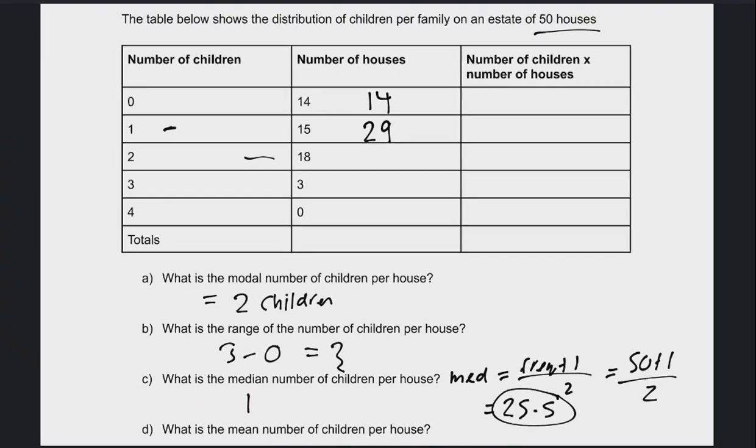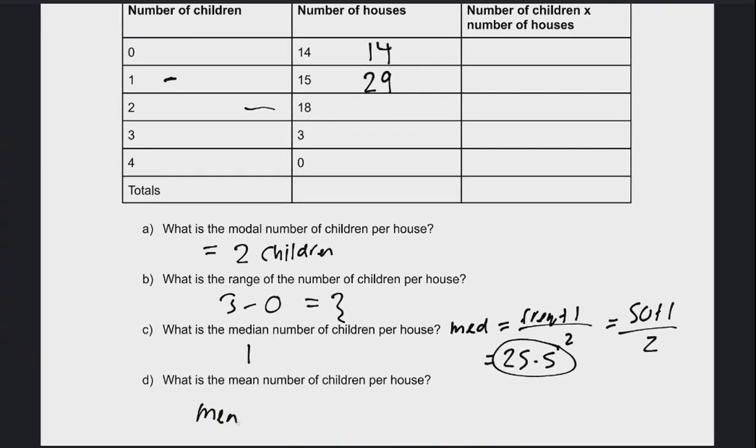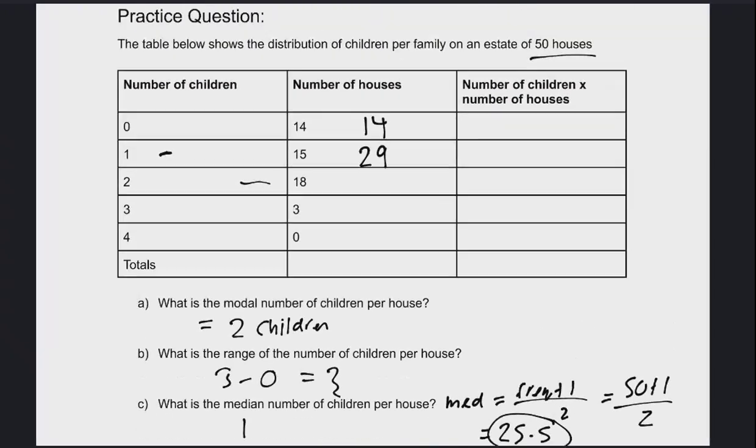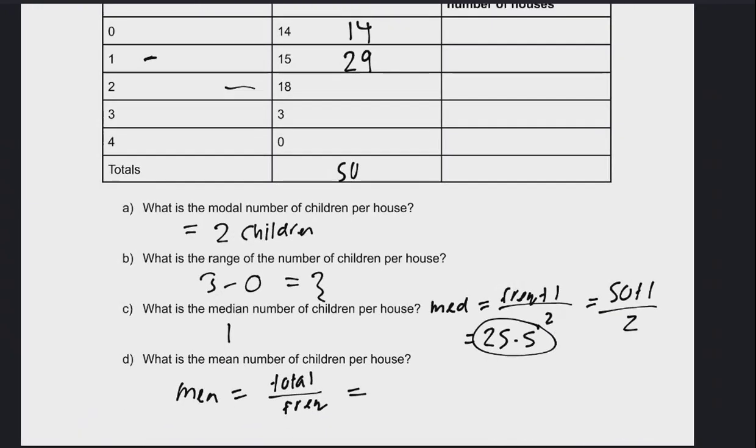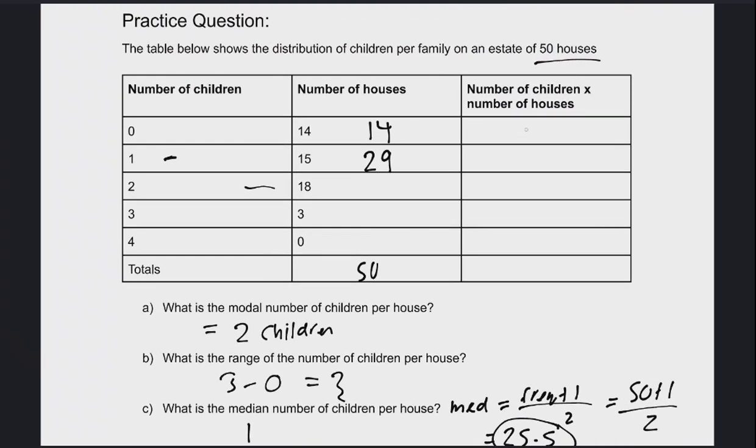And then the mean number of children per house. To calculate the mean, remember, the mean is equal to the total divided by the frequency. So already we know that the frequency is 50. So now we just need to work out the total using that third column. So 0 times 14, that's going to be 0. 1 times 15, that's going to be 15. 2 times 18, that is 36. 3 times 3, that's 9. 0 times 4 is 0.